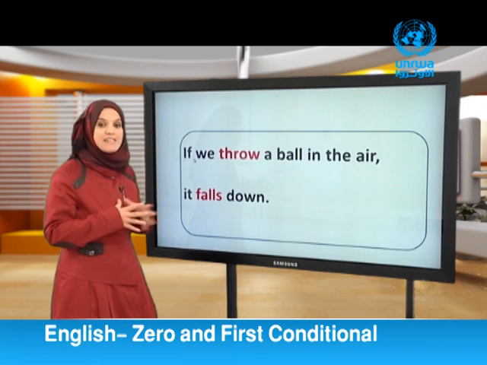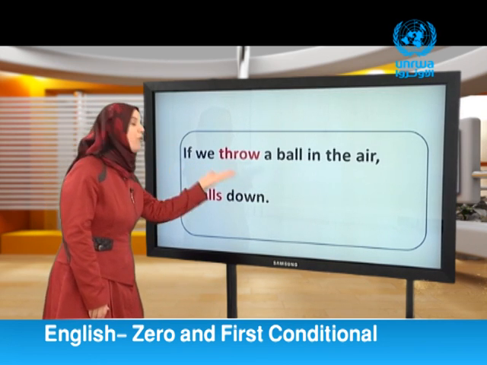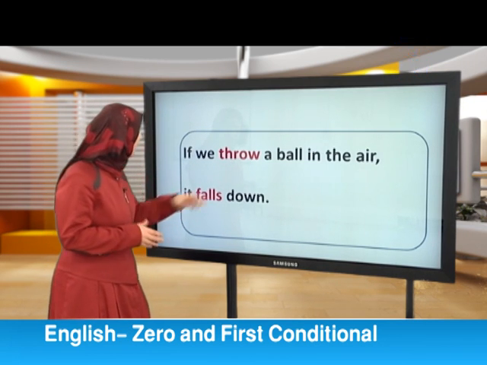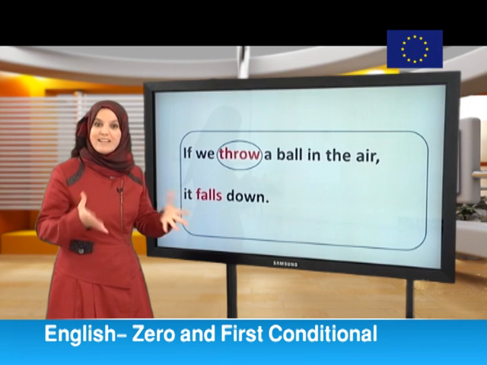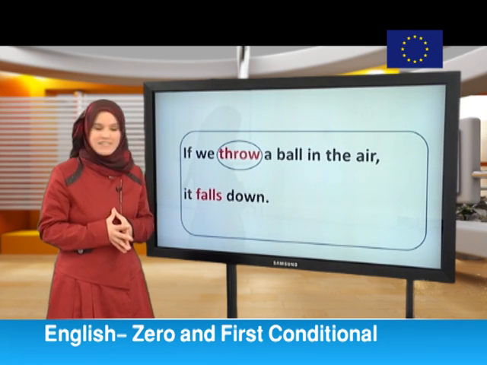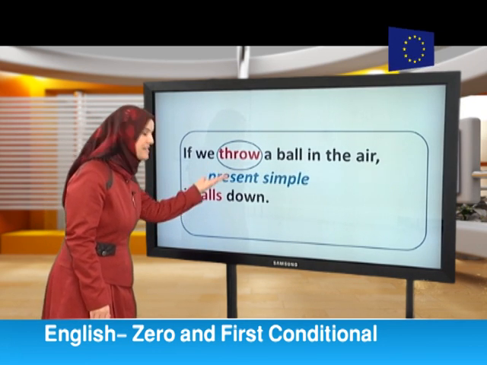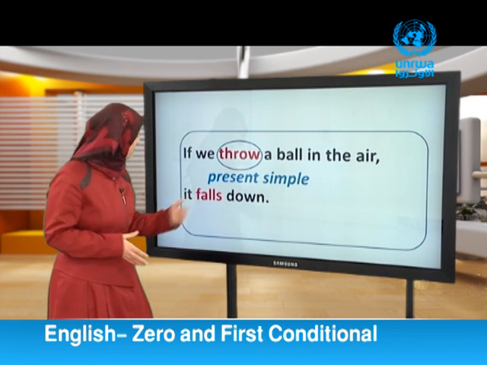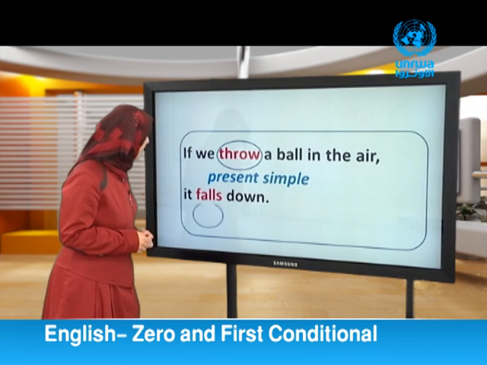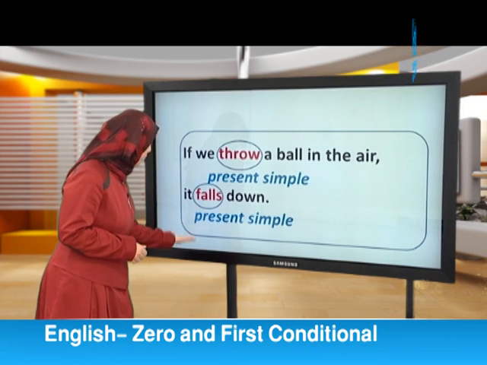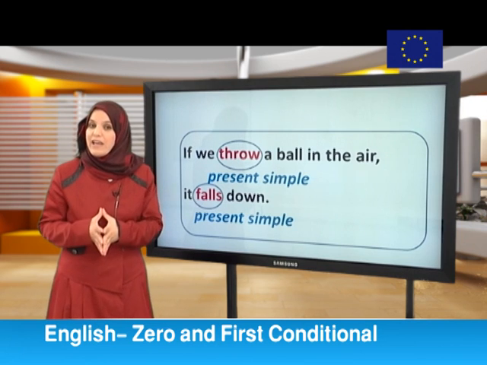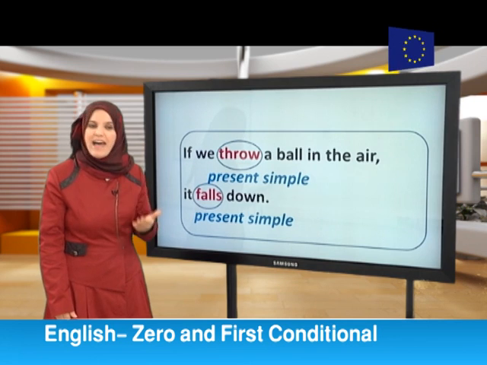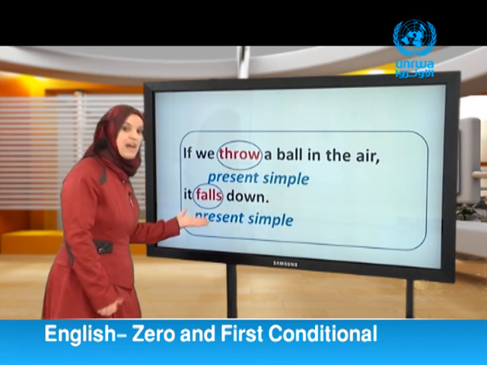Let's have one more example. If we throw a ball in the air, it falls down. Let's look at the verb throw. What tense is that? Good. This verb is in the present simple tense. What about the other verb, the verb in the result? Falls. What tense is that? This verb is in the present simple tense. So again, we have present simple tense in the condition, and we also have present simple tense in the result.